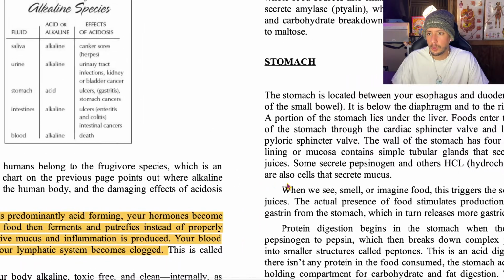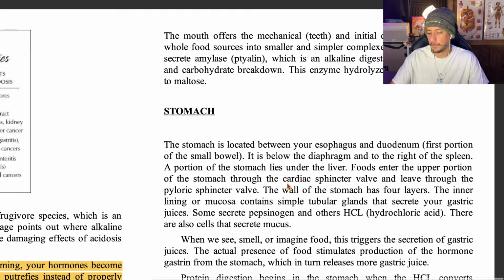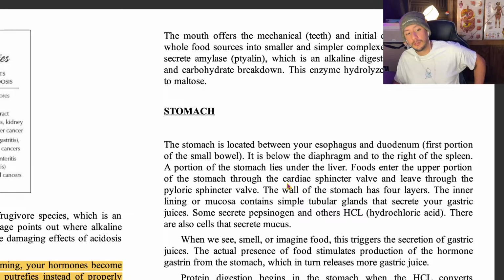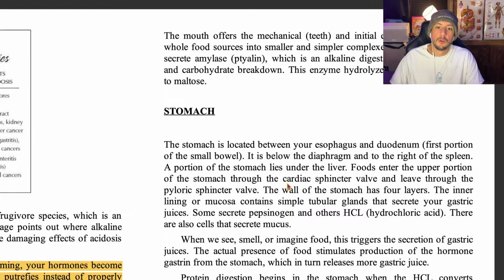All right, mouth and salivary glands. We're going into module 2.6. This is the initial phase of digestion. The mouth offers the mechanical teeth and the initial enzyme breakdown of whole food sources into smaller, simpler complexes. The salivary glands secrete amylase, which is an alkaline digestive enzyme for starch and carbohydrate breakdown. This enzyme hydrolyzes starch and glycogen to maltose.